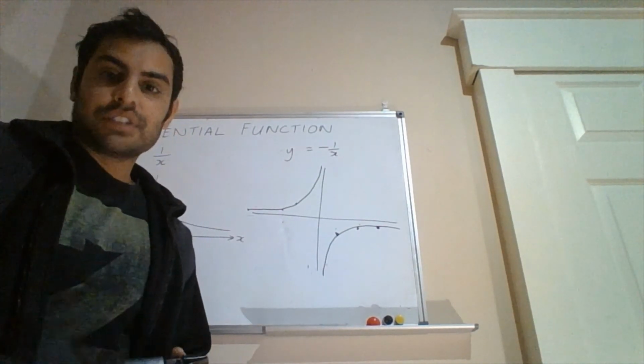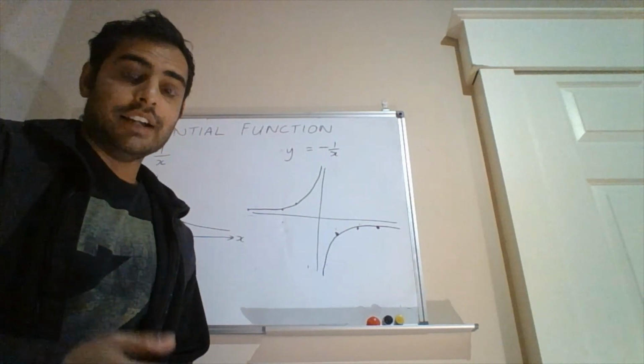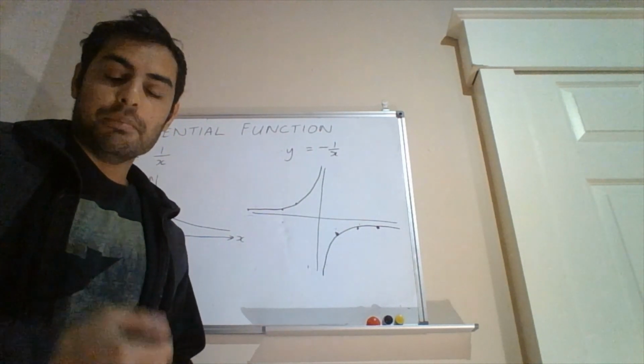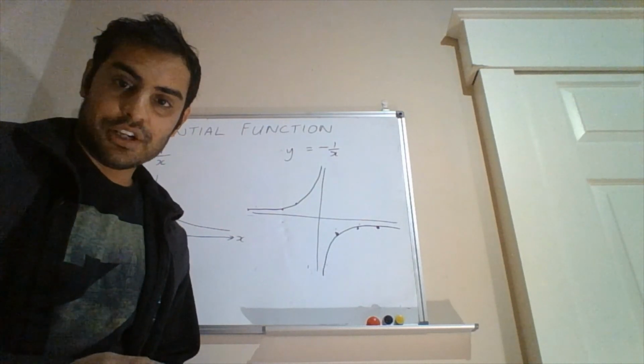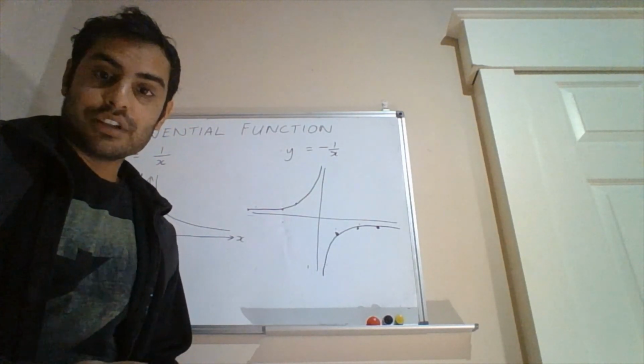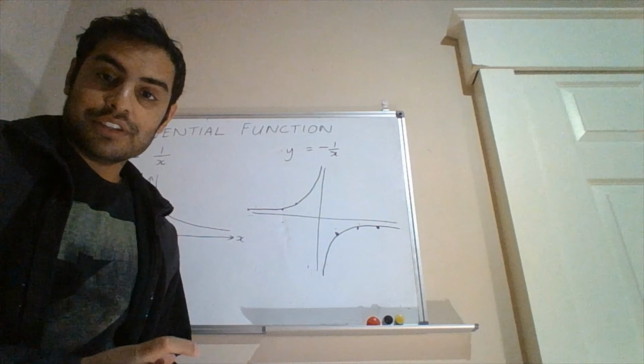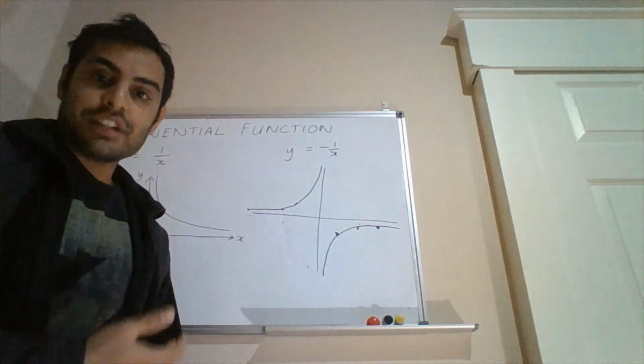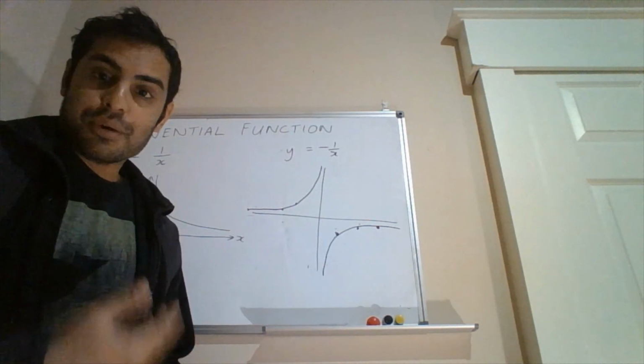So now we're going to do some examples, and our examples incorporate a mix of everything we've looked at so far. So we've looked at axis shifts, horizontal shifts and vertical shifts. We've looked at reflections, and we're going to put them all together.